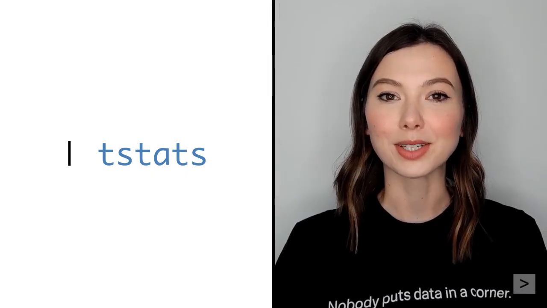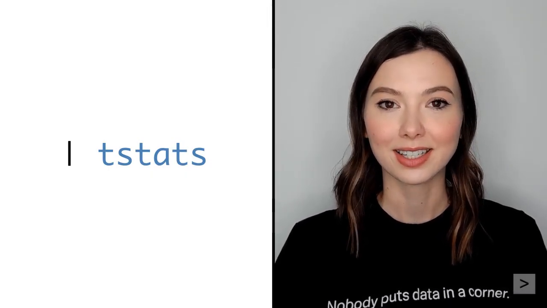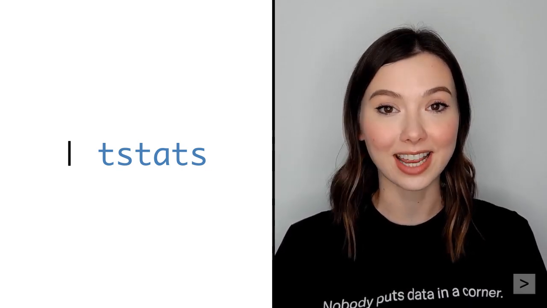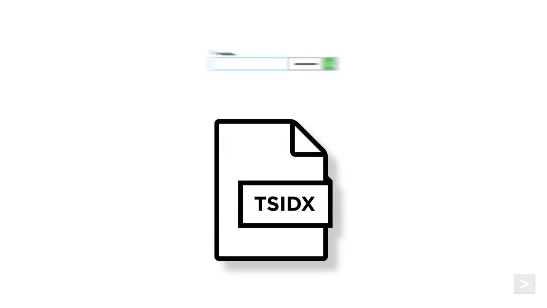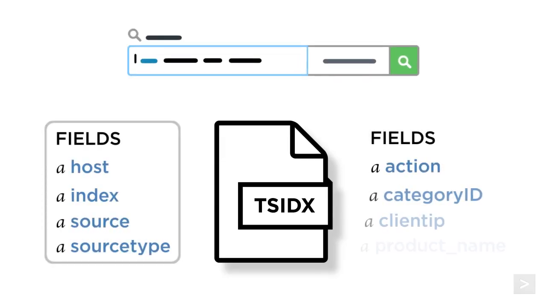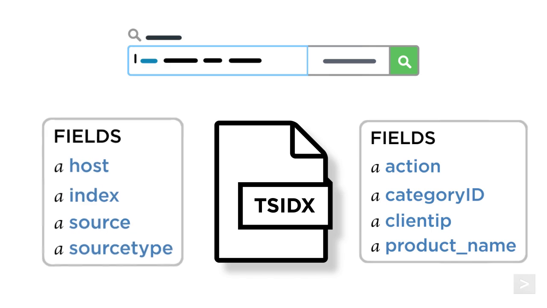The tstats command performs statistical queries similar to the stats command, but accelerates searches by querying tsidx files instead of raw data. Leveraging the tstats command is essential for building optimized dashboards. It is used to search tsidx files created by accelerating a data model, as well as tsidx files created at index time, which is why the tstats command is typically much faster than the stats command.